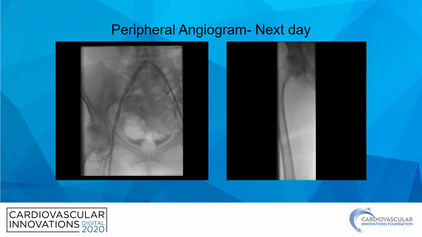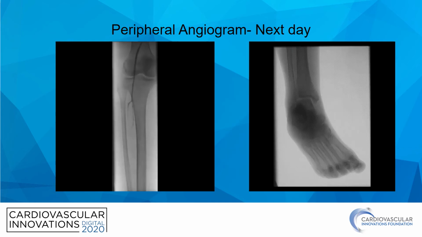Peripheral angiogram done next day showed widely patent, well-apposed stents in right common iliac artery and external iliac artery with no left to right residual collaterals. The other image shows widely patent right common femoral artery and its distal branches. Here we can see widely patent right popliteal artery and its distal branches, and brisk three vessel flow to the foot as well.